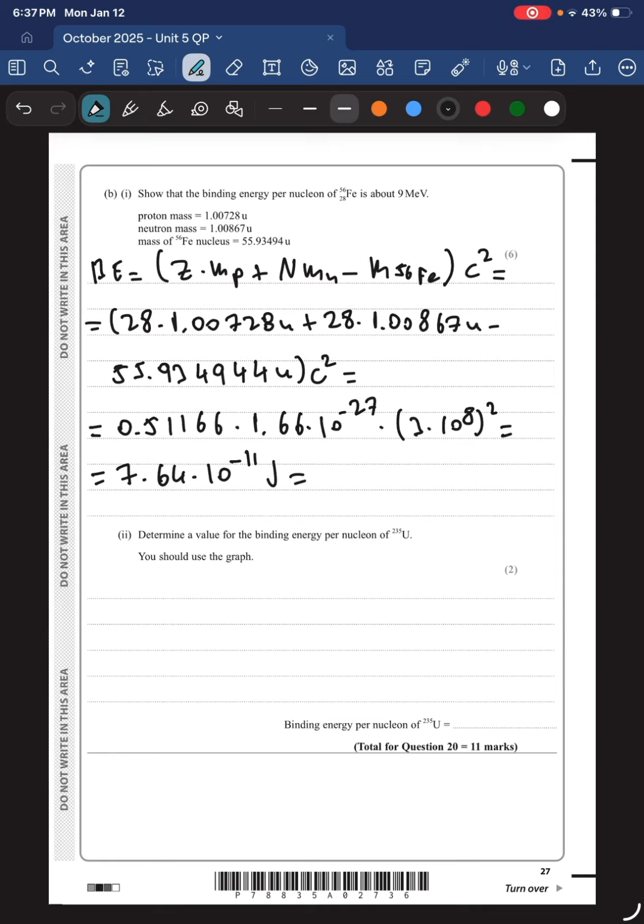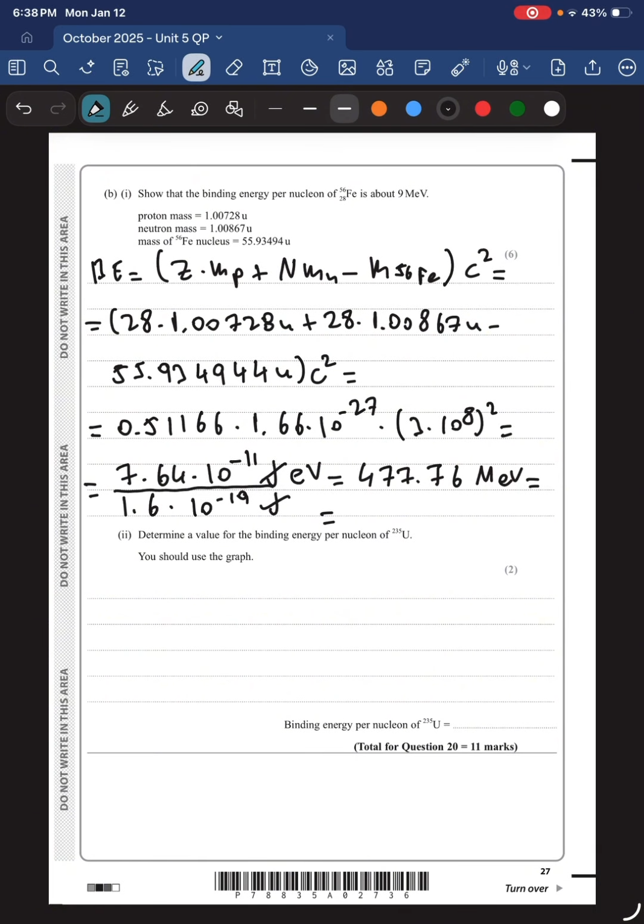And if you convert that to MeV, you divide by 1.6 times 10 to the negative 19 joules per electron volt, and this becomes 477.76 MeV.